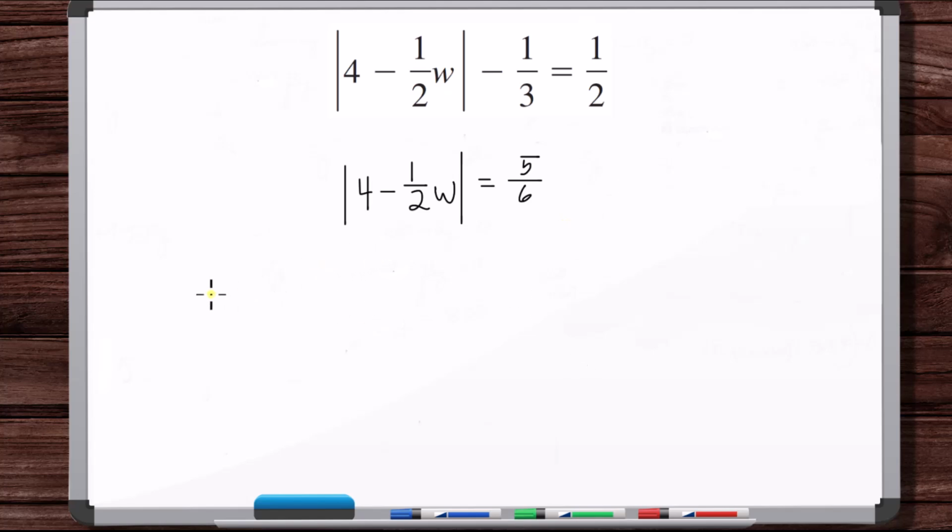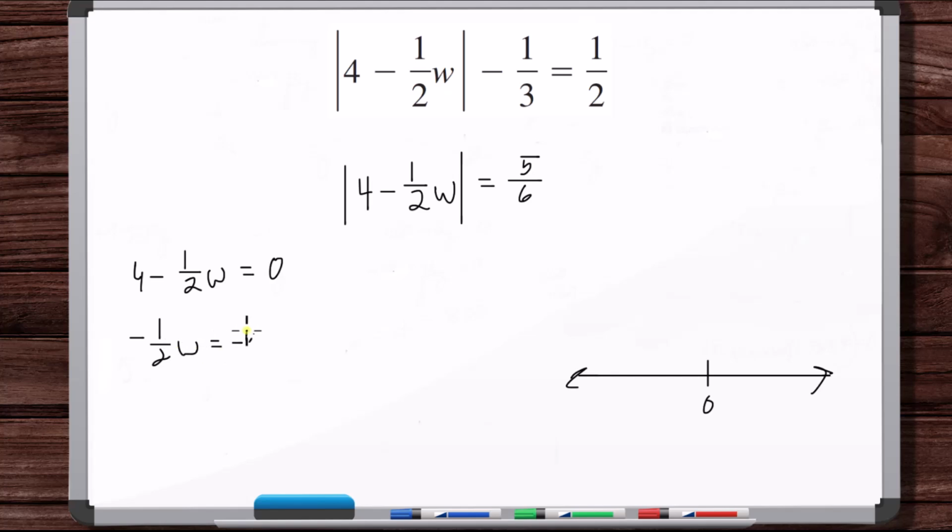Okay, so now the crossover point, we've fully simplified. Now we need to do this analysis here. The crossover point is going to be what? So when does 4 minus 1/2 w equal 0? So minus 1/2 w is equal to -4. So w is equal to -4 divided by -1/2, which is 8. Okay, so 8 is the crossover point.